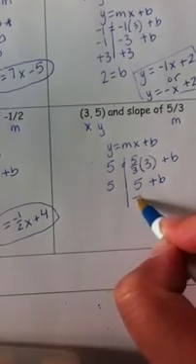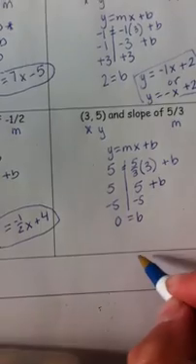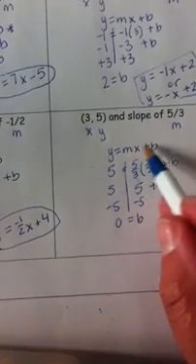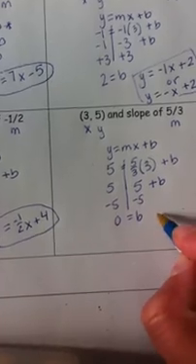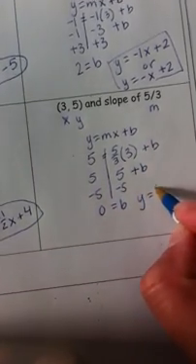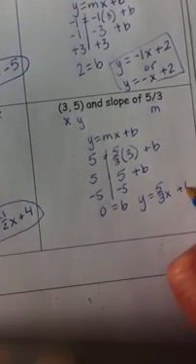Alright, so we're going to subtract 5 both sides. 5 minus 5 is 0, so b equals 0. So we have our b, we have our m, we can fill them in our equation. Y equals m, which is 5/3, x, and plus 0.